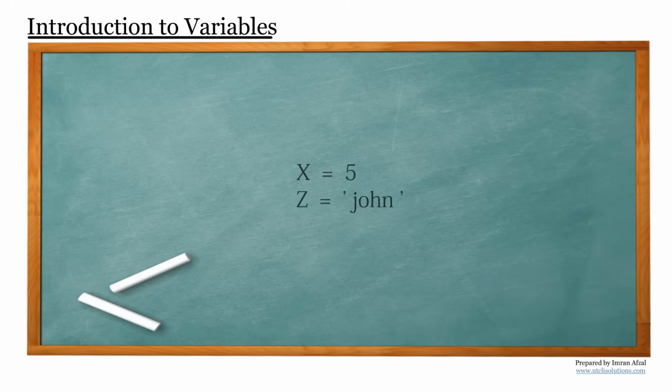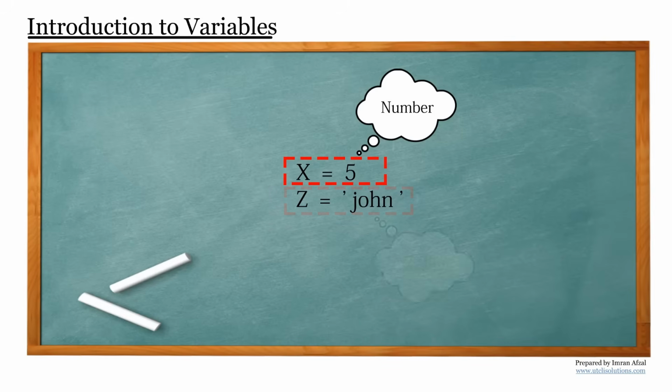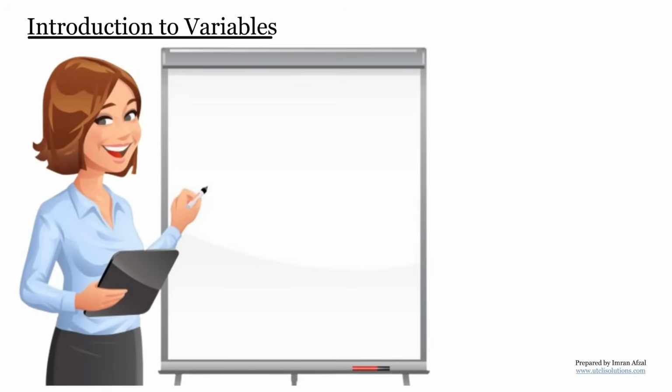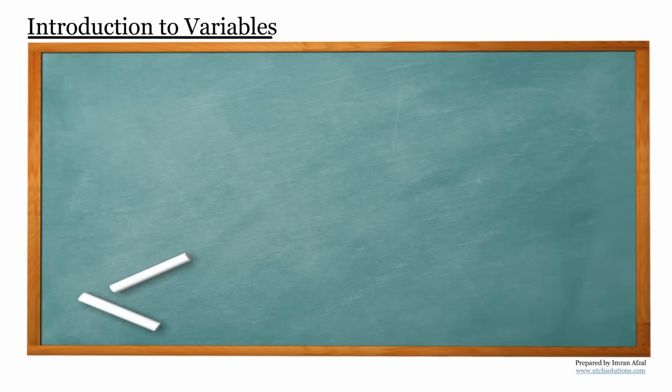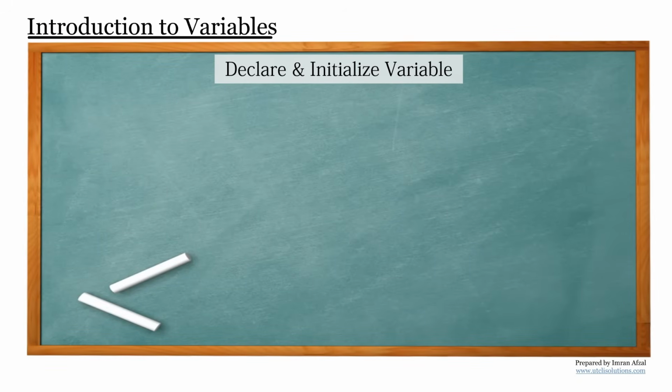It is a placeholder where you can store a value, like a number or a word, and you can also change it later. For example, if you tell the computer to store the number 5 in a variable, the computer will remember it. Later, if you need to change it to 10, the variable lets you update the number easily. Next, we will learn how to declare and initialize a variable in Python.